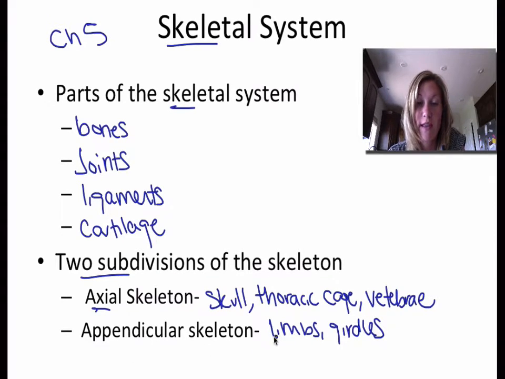Okay, so the limbs are going to be your arms, your legs, that sort of thing, and then there are two girdles that we'll talk about. So those two girdles right now are the pectoral girdle, and that's going to include your clavicle and your scapula, and then the pelvic girdle includes your coxal bones and also your sacrum.